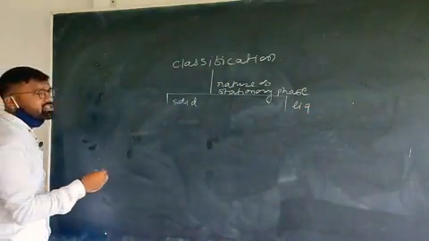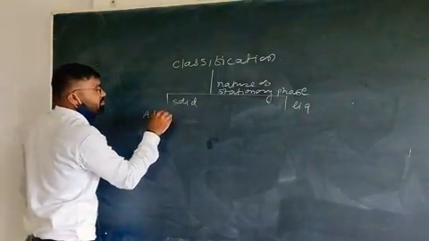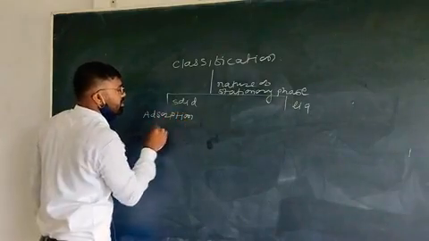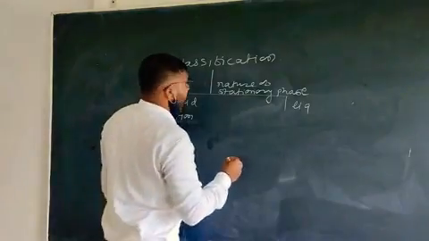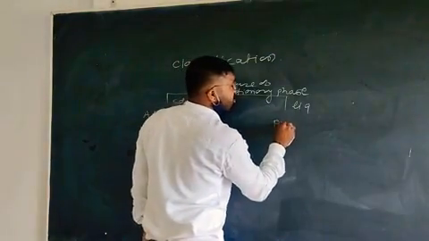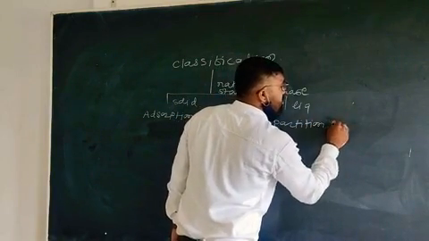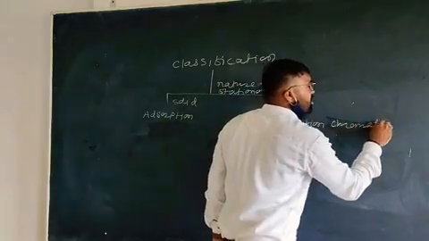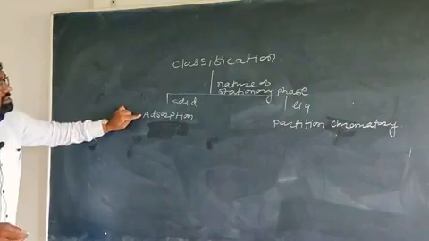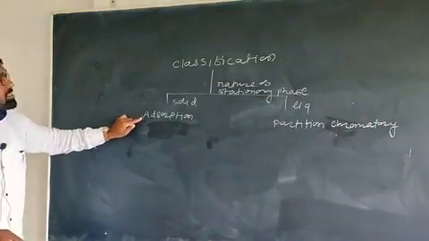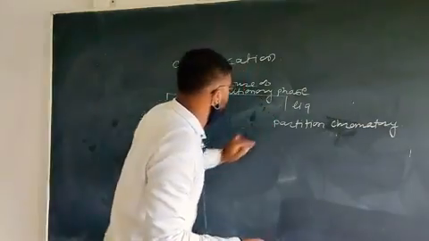If the stationary phase is solid in nature, it is known as adsorption type of chromatography. And if the stationary phase is liquid in nature, it is called partition type of chromatography. Suppose the stationary phase is solid, it is called adsorption type of chromatography, and if liquid, it is called partition type of chromatography.